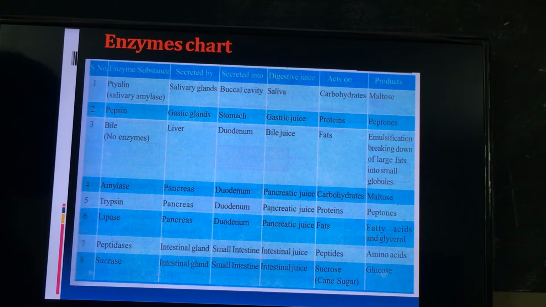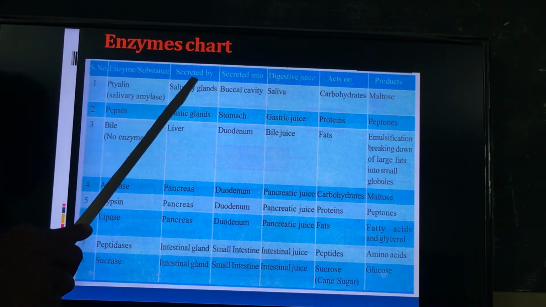Other glands in our body are called endocrine glands. We will discuss them in the 5th lesson. They are ductless glands. We will discuss later.